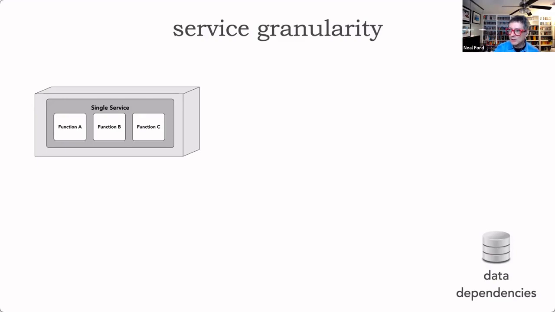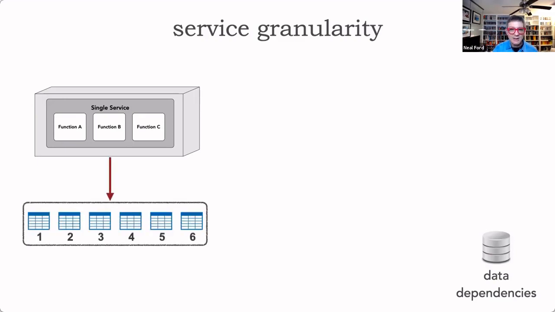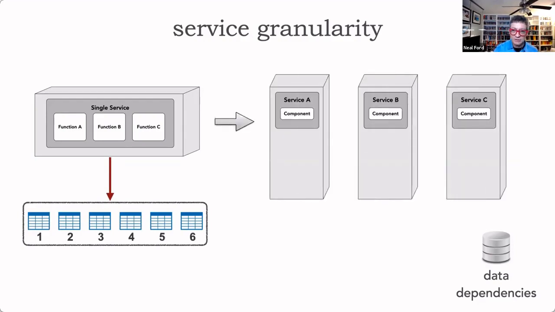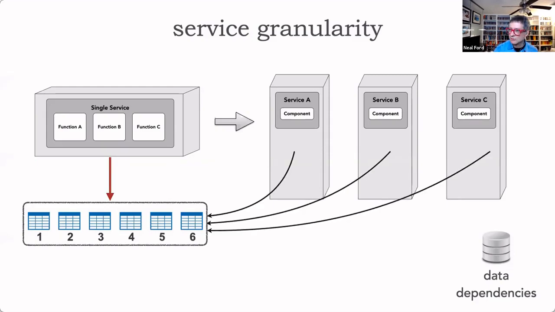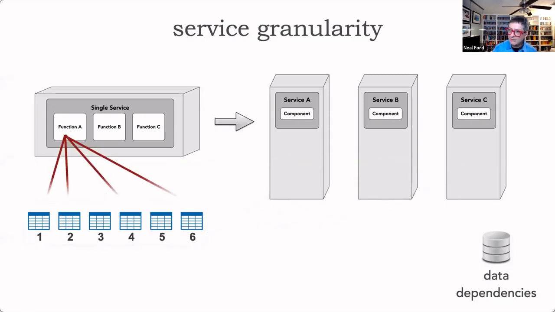So I have these 3 services, function A, B, and C, but they are mapped to these 6 tables. And I want to break these down into smaller distributed components. And so let's look and see how these things are mapped. It looks like function A is talking to all of these tables, writing to them. B is writing and reading from those, and C is writing and reading from that one.